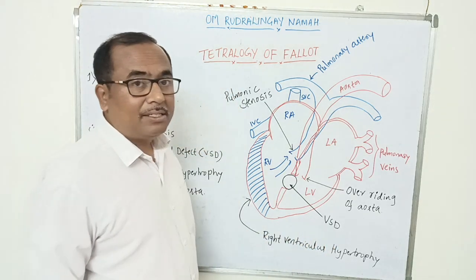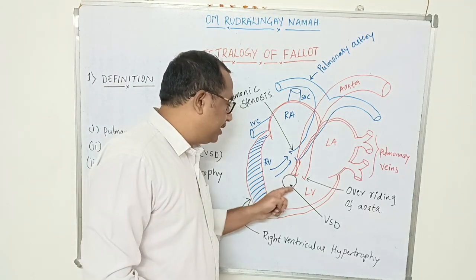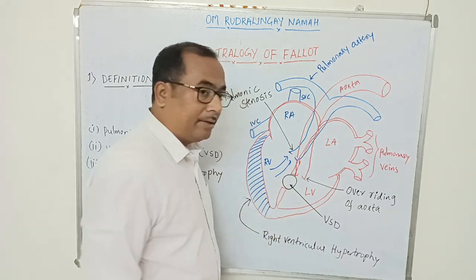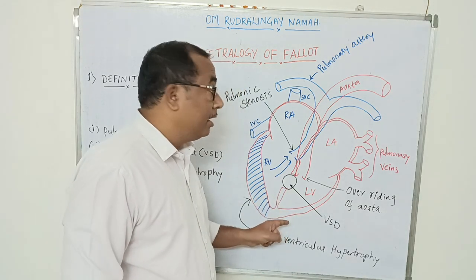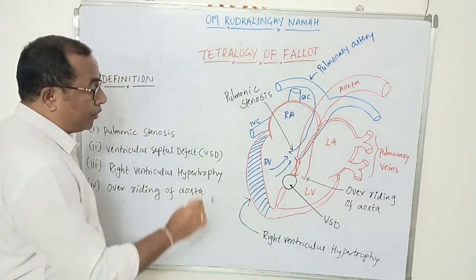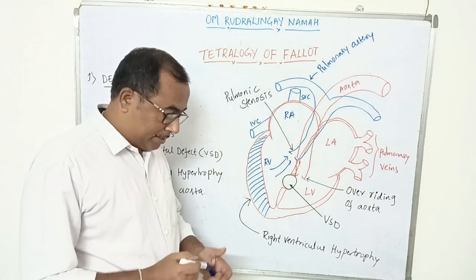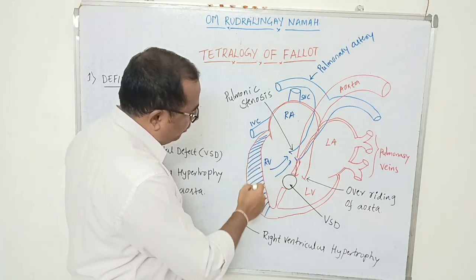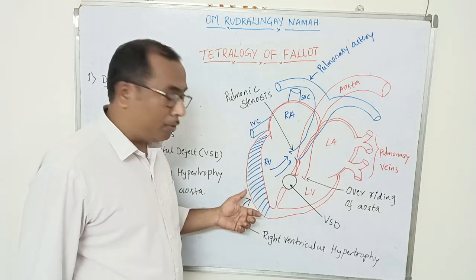Next defect is ventricular septal defect. Already I have discussed it in the last class. Ventricular septal defect is nothing but an abnormal opening between the right ventricle and left ventricle. Next defect is right ventricular hypertrophy. Right ventricular hypertrophy is nothing but a thickening of the right ventricle. You can see here there is a thickening of the right ventricle due to hypertrophy.